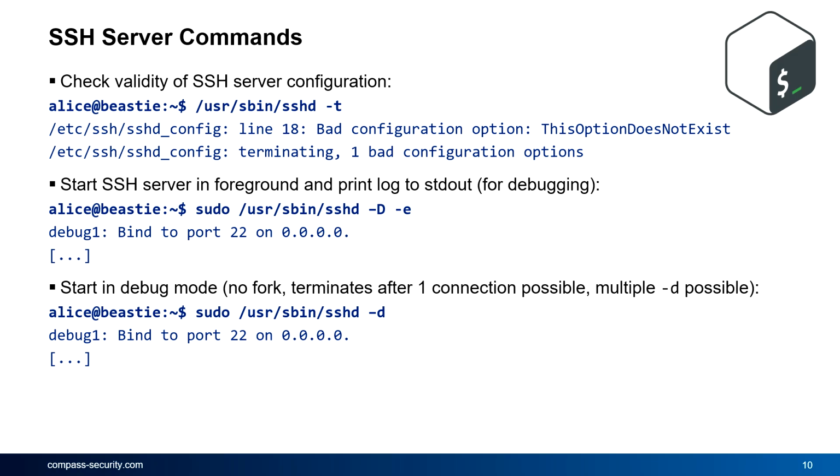Then you can also start it in debug mode, to also get the output of what happens if someone connects. In this case, it will not fork and it terminates just after the first connection. But this is also useful for debugging and to get insights into how the SSH server works and in what state it is currently.